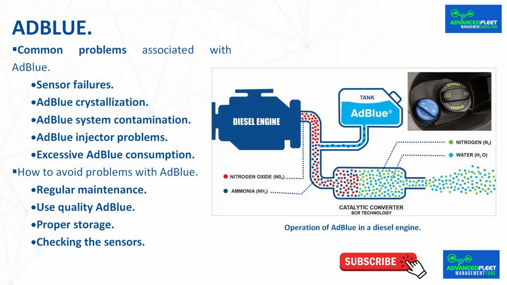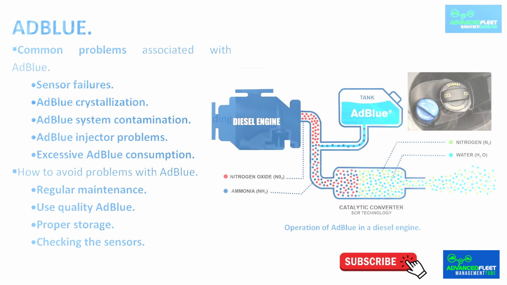Adblue plays a vital role in reducing emissions from diesel vehicles, but it requires careful handling and regular maintenance to avoid problems that can result in expensive repairs. By following these recommendations, you can ensure the efficient operation of the Adblue system and contribute to a cleaner environment by keeping your vehicle in compliance with pollutant emission regulations.